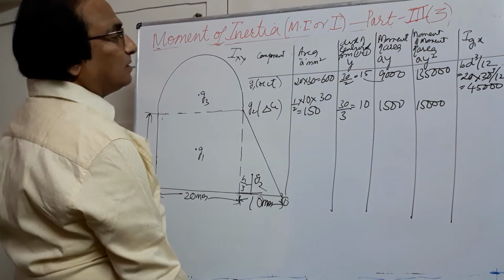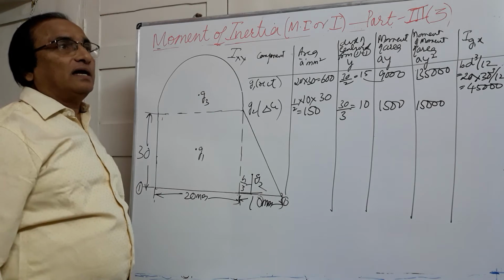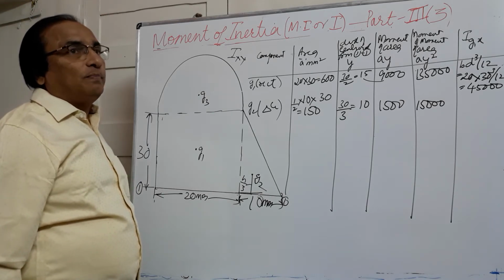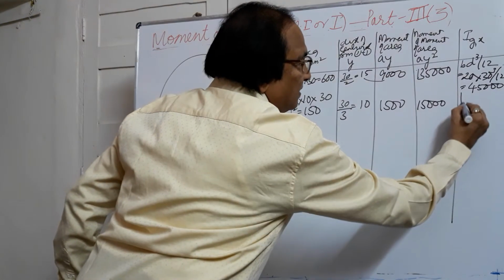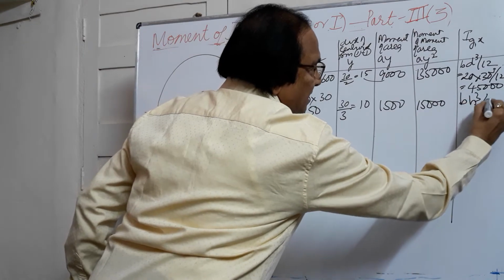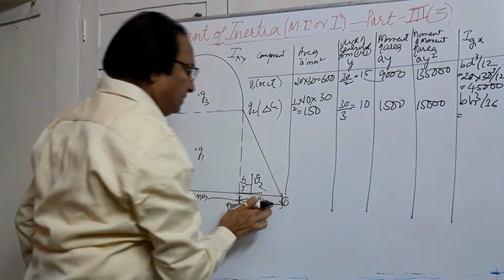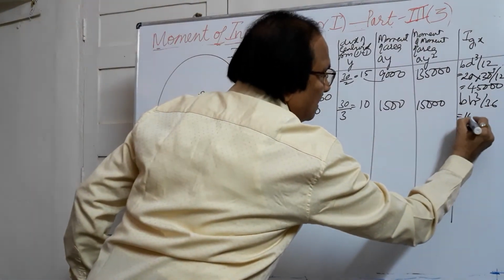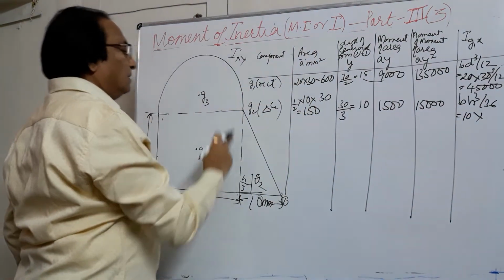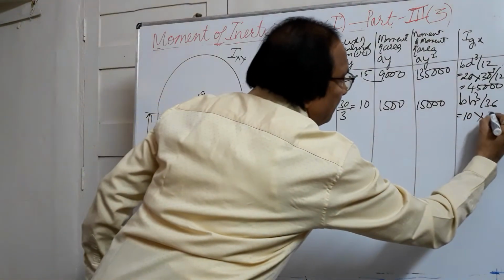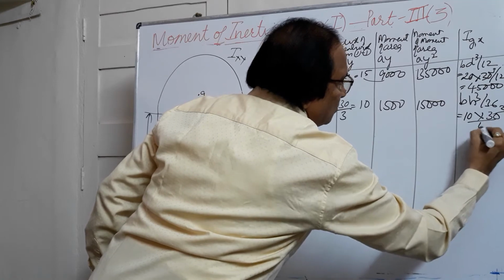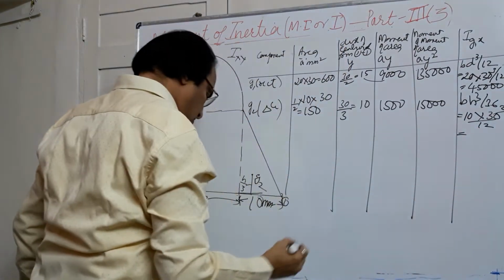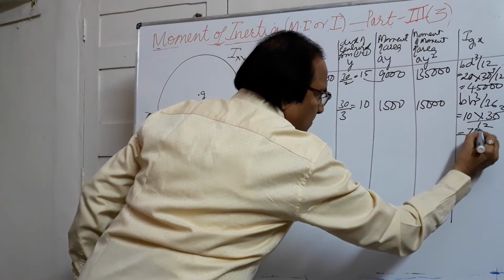Now coming to the moment of inertia of a triangle, bh³/36. This is the moment of inertia of a triangle, bh³/36. Here b is 10, h is 30, cubed, divided by 36. So this will be equal to 7500.